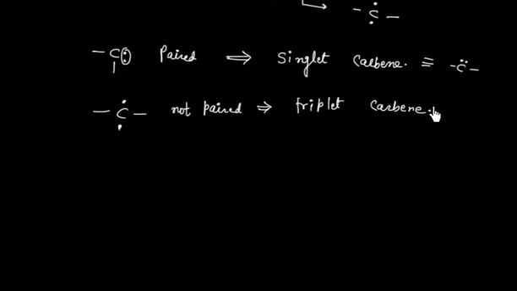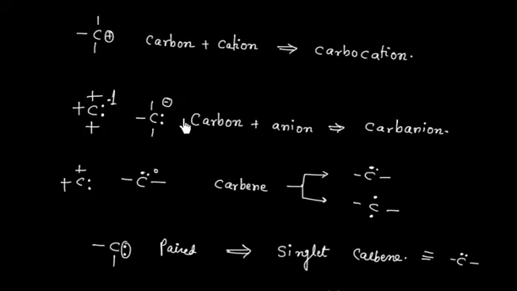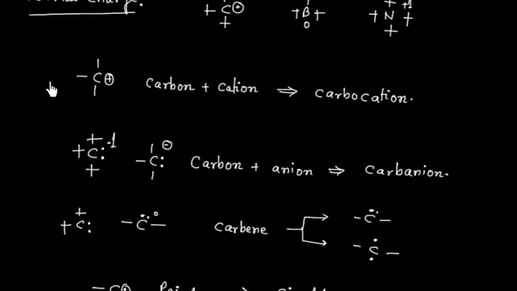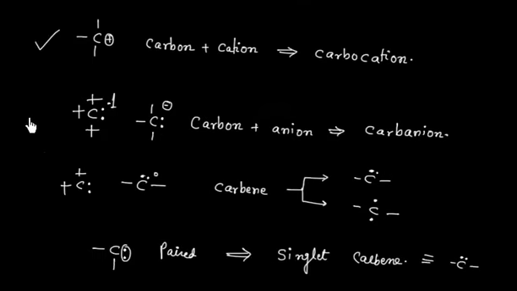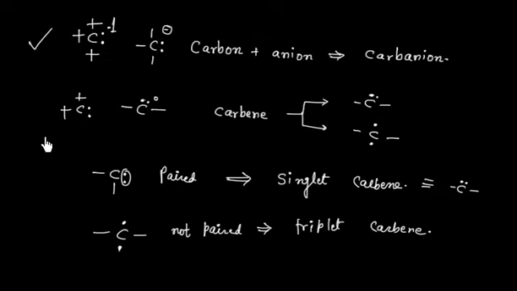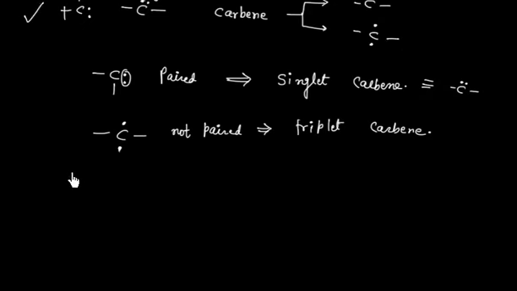So we discussed 3 kinds of species of carbon. We discussed the carbon cation, that is one species, basically called carbocation. And then we discussed carbanion. And then we discussed carbene. And now we have another species that is called radical.